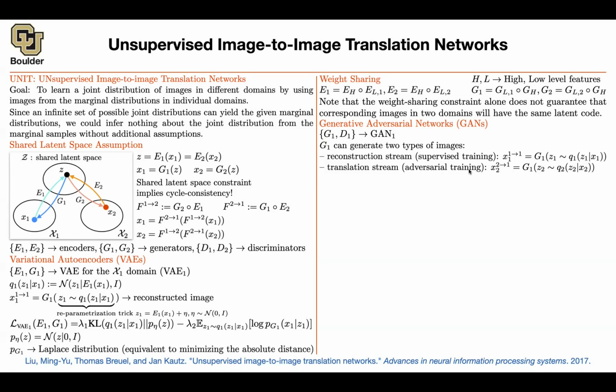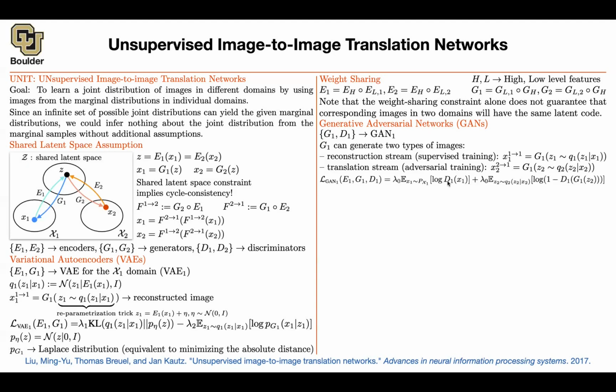And this is the one that you're going to train adversarially. This is the one that's going to have a GAN loss. The other one is exactly what you did with your variational autoencoder, and that one we covered. That one had supervision. This one is going to have adversarial training. So we're going to focus on the translation stream. And then you're going to write down your regular GAN loss.